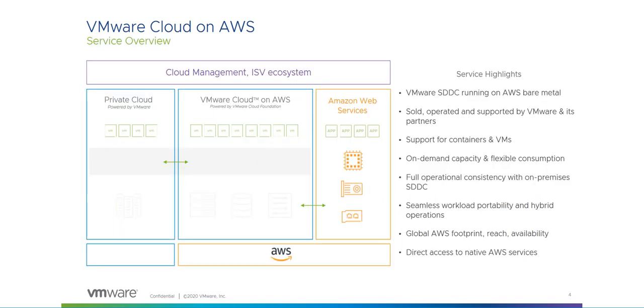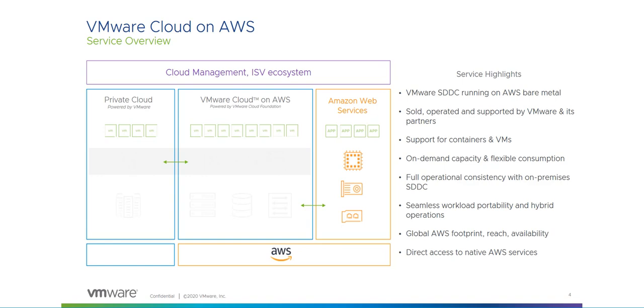So if we look at what VMware Cloud on AWS is, it is vSphere, vSAN, and NSX, along with a dedicated vCenter server deployed on bare metal Amazon infrastructure. And so with this, you get the benefits of the SDDC while utilizing the scalability of the AWS native hardware.